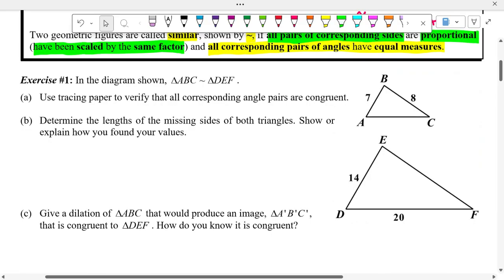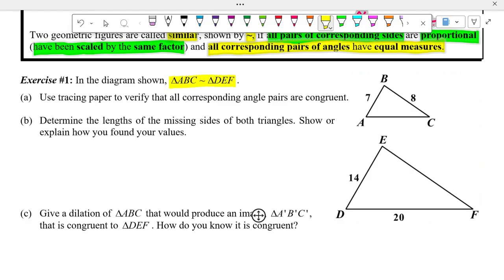Now, it says for this first one to use tracing paper. We're not going to do that. The angles are in fact congruent. All right. So let's mark the corresponding angles. So it says that ABC is similar to DEF. Remember, sometimes the way they name the triangle shows you which letter corresponds with the other letter. All right, so someone raise your hand and tell me one set of corresponding angles.